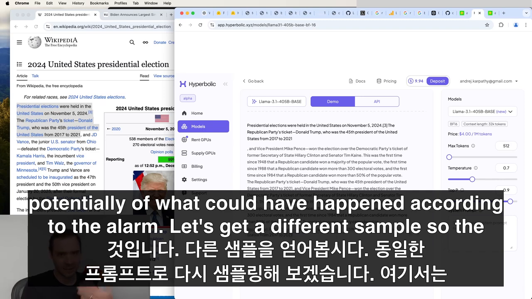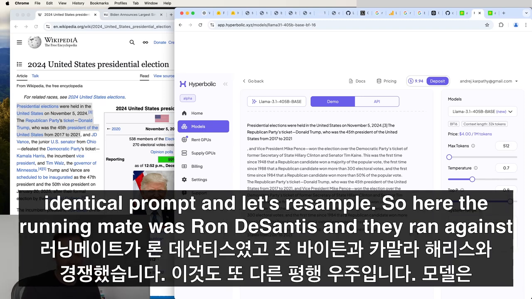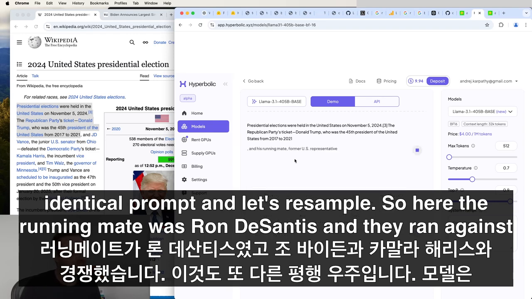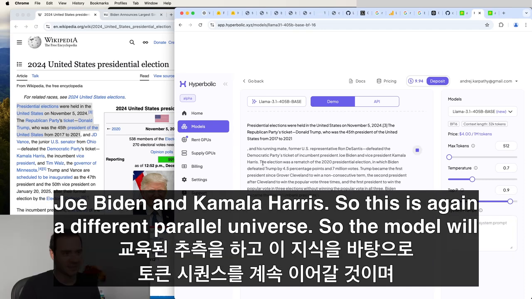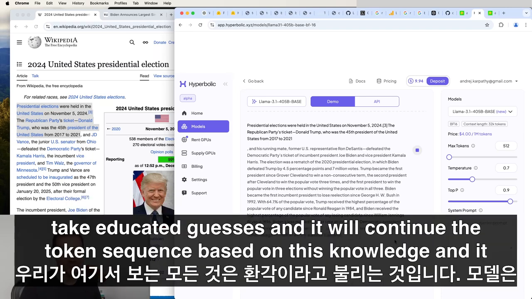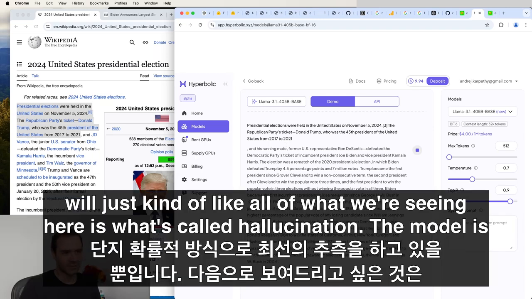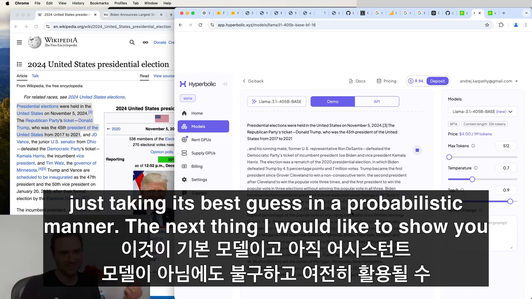Let's get a different sample. So the identical prompt, and let's resample. Here the running mate was Ron DeSantis, and they ran against Joe Biden and Kamala Harris. So this is again a different parallel universe. The model will take educated guesses, and it will continue the token sequence based on its knowledge. All of what we're seeing here is what's called hallucination. The model is just taking its best guess in a probabilistic manner.